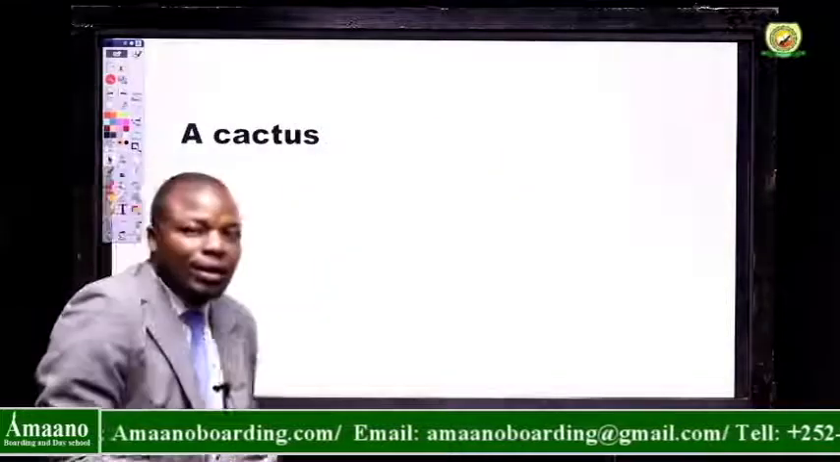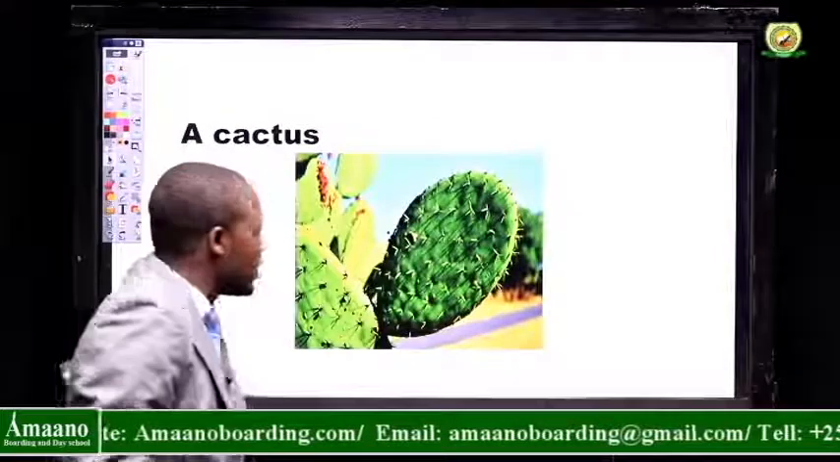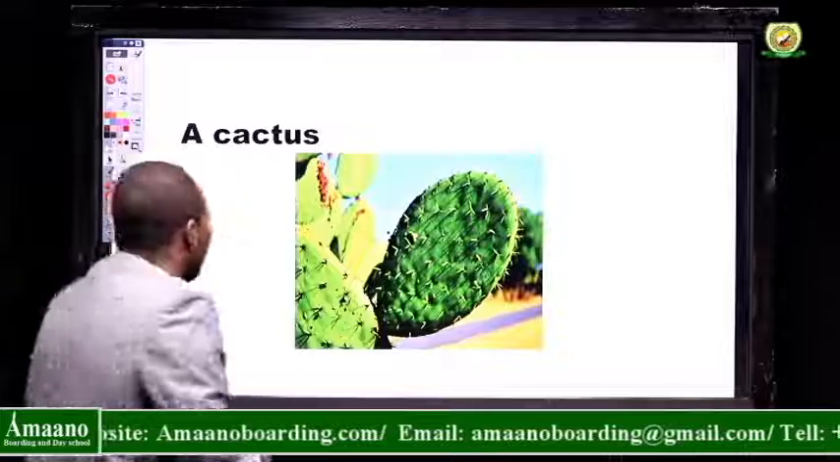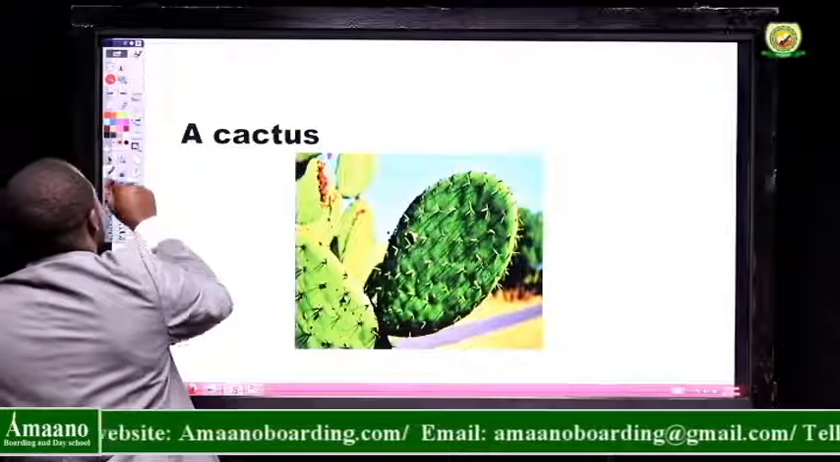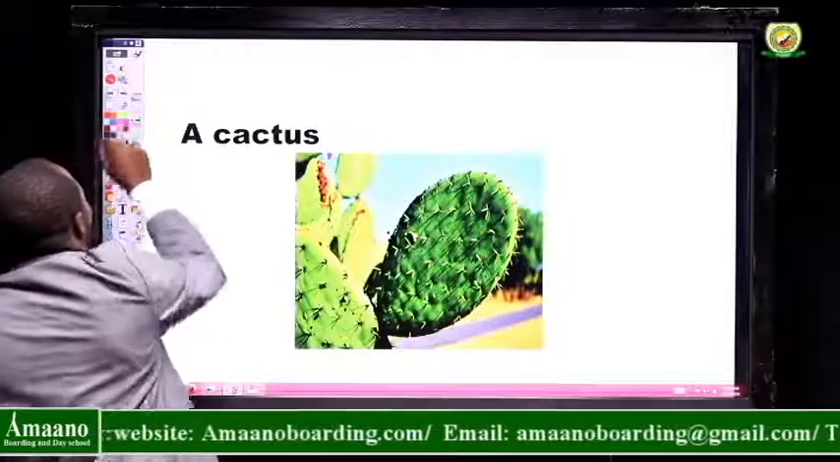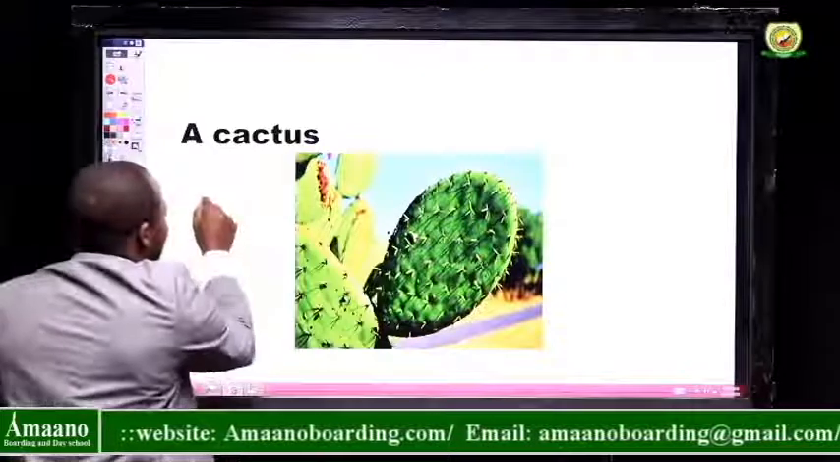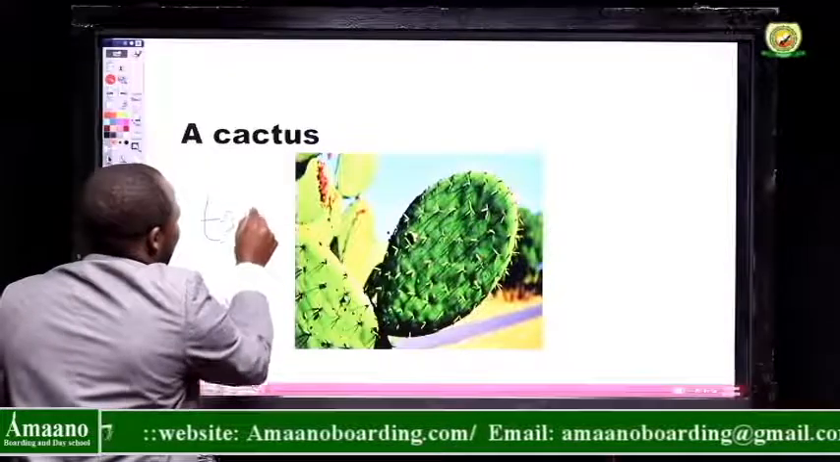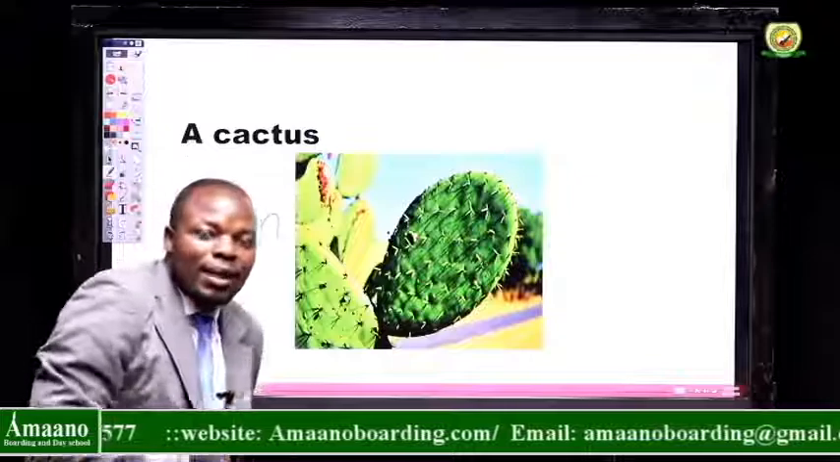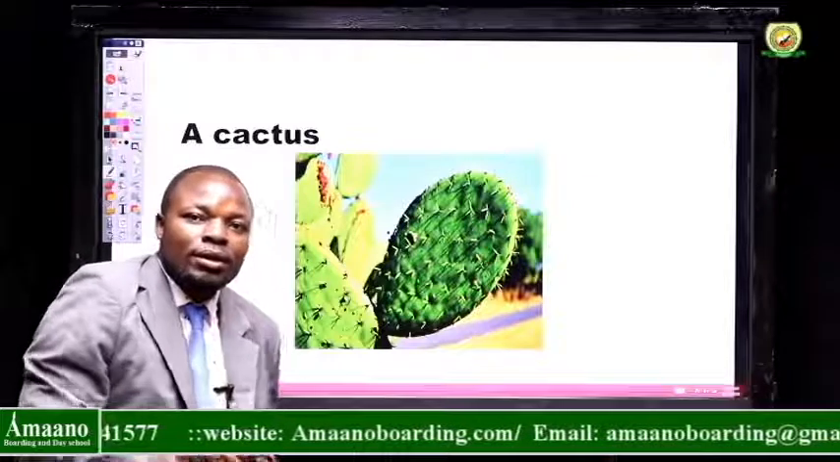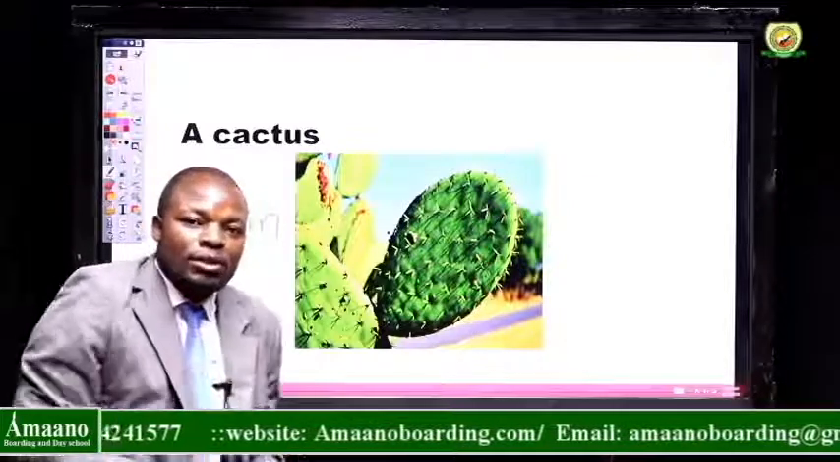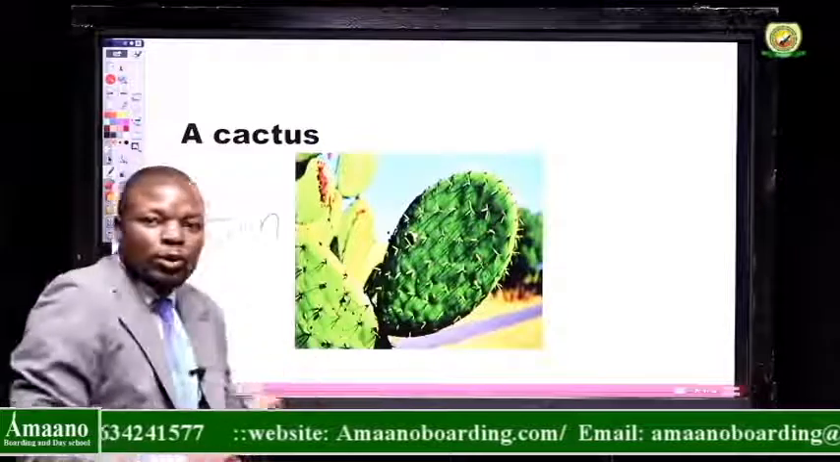Next, we have a cactus. A cactus also is a plant that survives very well. And most of you, I think, in your local language, you call cactus tin. Tin. It's a plant that grows very well in dry areas. Whether it rains or does not rain, cactus does not dry.